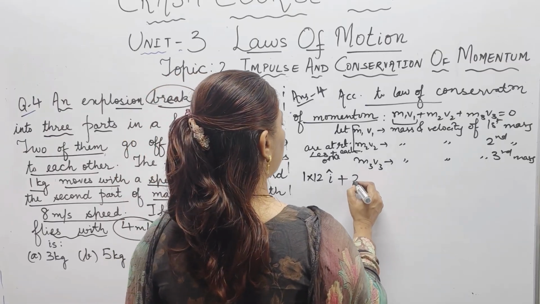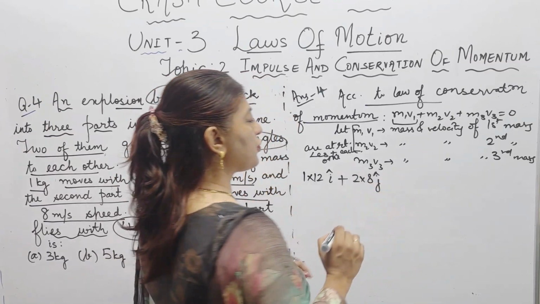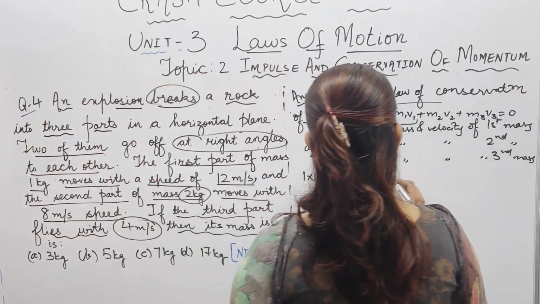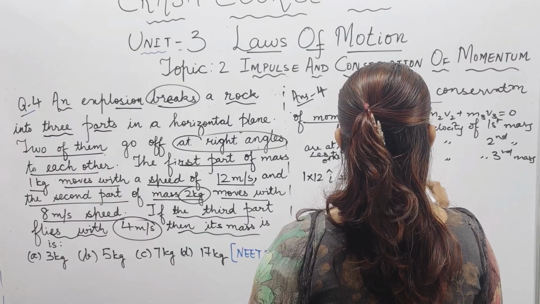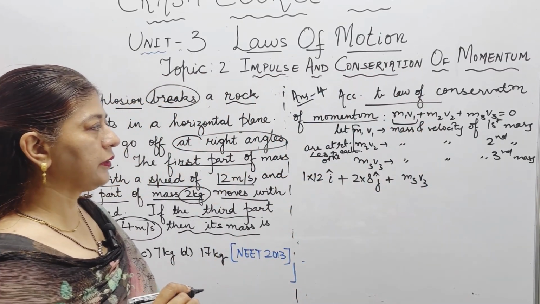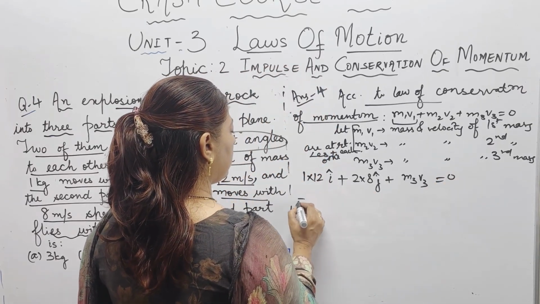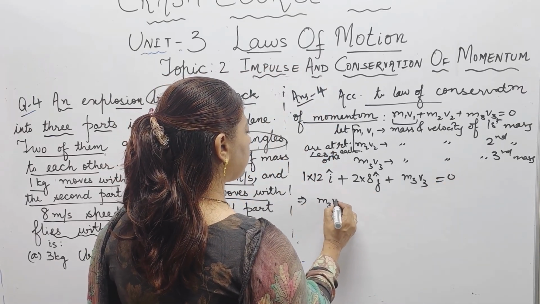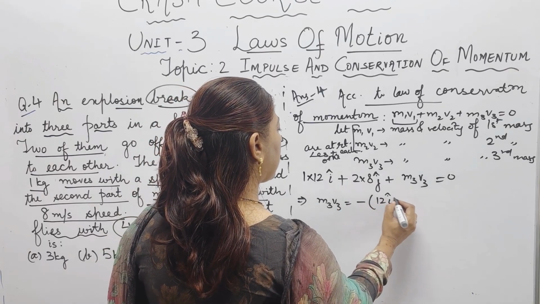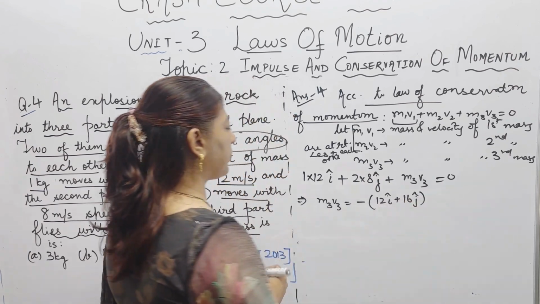So 2 into 8, this is mutually perpendicular, so I have denoted it with the J cap, plus m3 v3, the mass and velocity of the third one. This is equal to 0. So m3 v3 is equal to minus 12 I cap plus 16 J cap.